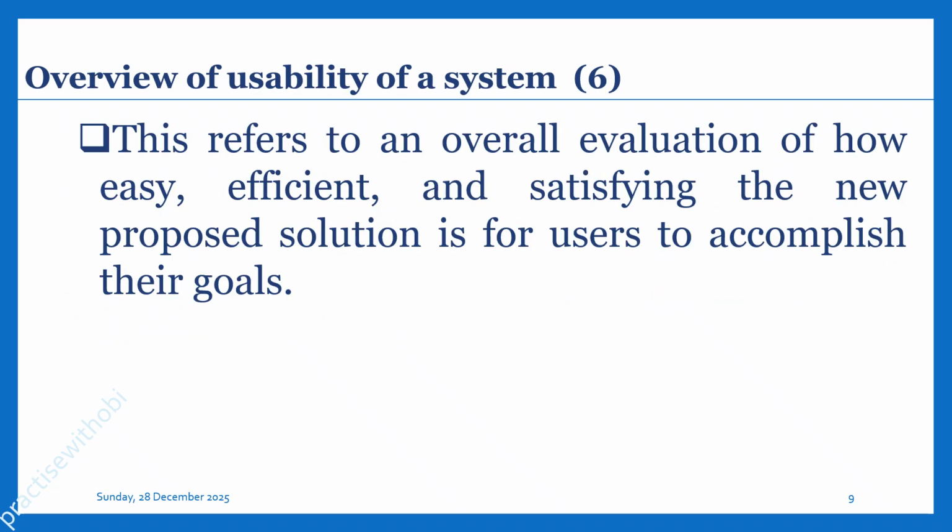Overview of usability of a system. This refers to an overall evaluation of how easy, efficient, and satisfying the new proposed solution is for users to accomplish their goals. In this scenario, the proposed protection measure does not complicate the system because redundancy operates automatically in the background. Staff will not need to take any additional steps, and the network will appear to function normally even if equipment fails.